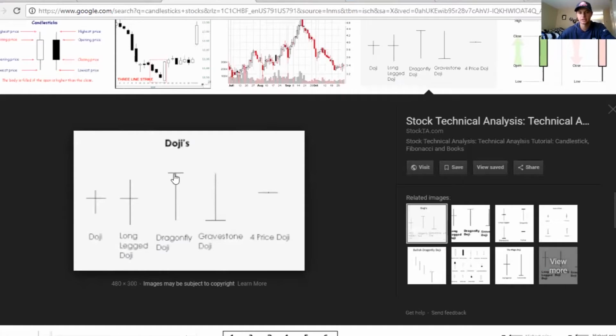Dragonfly, this is same as the hammer. It normally indicates it's going to go up because it got down and then ended up closing exactly where it started. And then this is obviously the vice versa. It's the sell. This is the gravestone. And the floor price means it didn't move at all. I'll be honest, I've almost never ever seen one of these, so I wouldn't worry about that one too much.